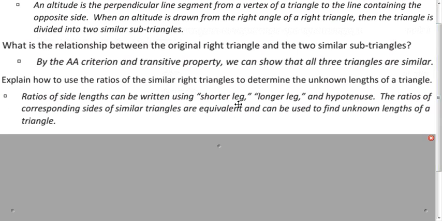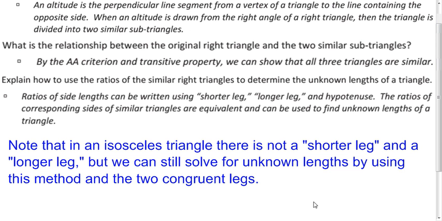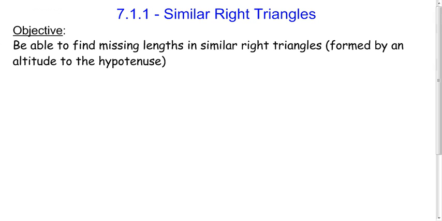Note that when we use the terms shorter leg and longer leg, that doesn't really apply to an isosceles triangle. But we can still use the same method. We just wouldn't use the terms shorter leg and longer leg. They would just be the legs, and they're congruent. In this lesson, we found out how to find missing lengths of similar right triangles.